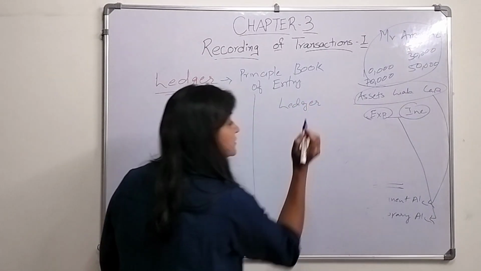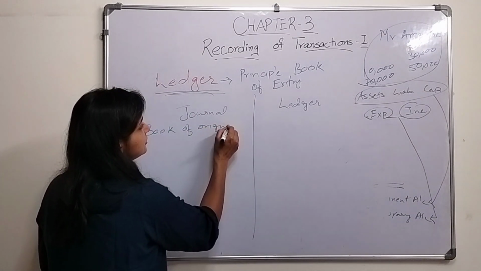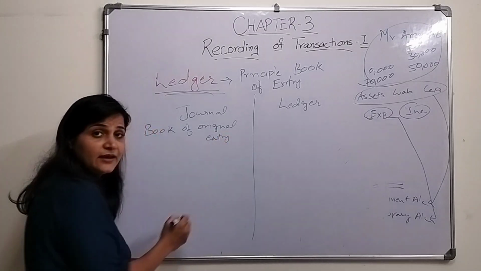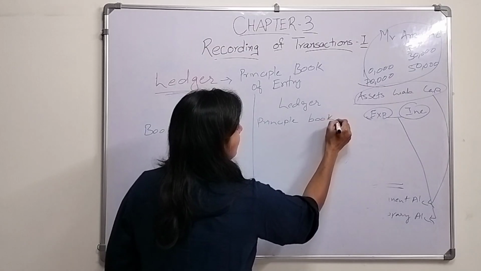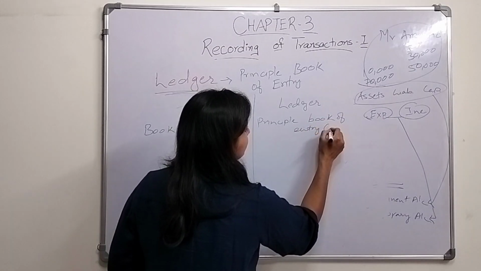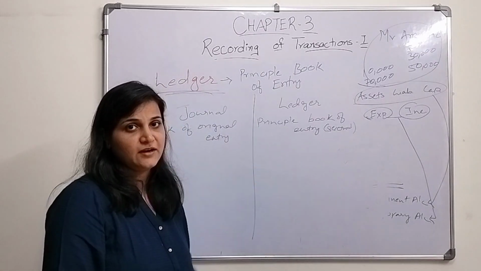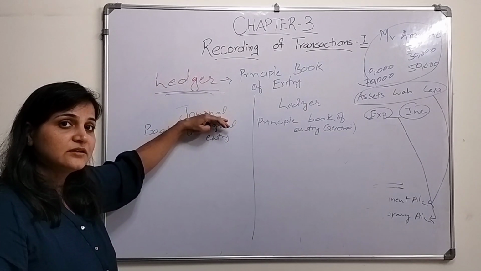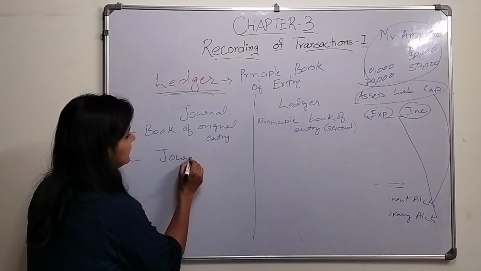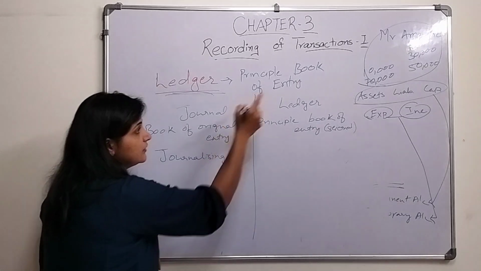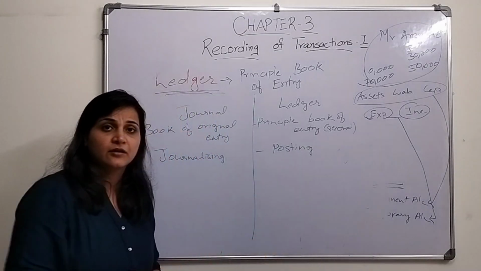What is the first main difference? The journal is considered the book of original entry, and the ledger is considered the principal book of entry. We can say the ledger is the second entry; the journal is the first entry. When we record a transaction in the journal, it is called journalizing, and in the ledger it is called posting.